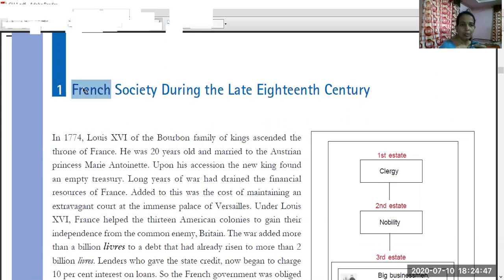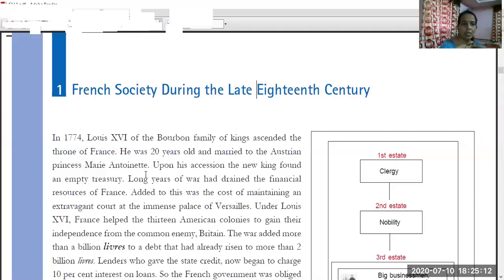French society during the late 18th century. In this part, we are going to study the background for the French Revolution, how the society was divided, and what things arose that made the people revolt and riot against the monarch. Those are the things we are going to see in this part.